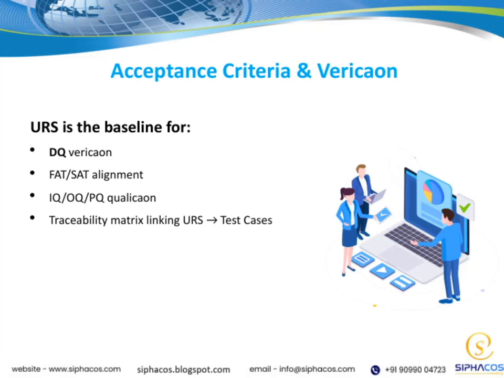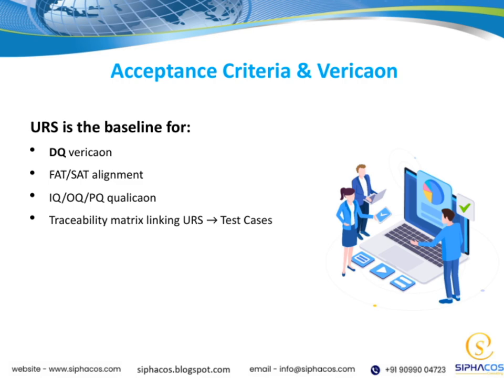URS, or User Requirement Specification, serves as the foundational document for many critical phases in our project. It's essentially the baseline that guides us through DQ verification, ensuring that the design and development meet the initial needs. It also provides the reference point for FAT and SAT alignment, helping us confirm that the system functions correctly before and after installation. When we move into IQ, OQ, and PQ qualification, the URS remains our touchstone, making sure that each stage aligns with the original requirements.